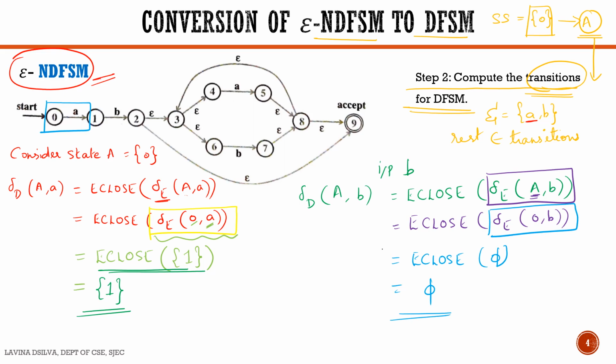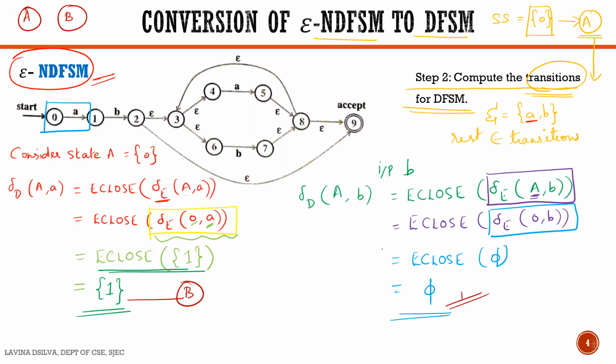So two new states are formed. From the start state we had a state A as the start state. Now one more state is defined. We'll call it B.